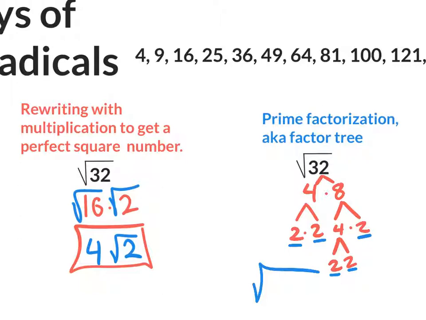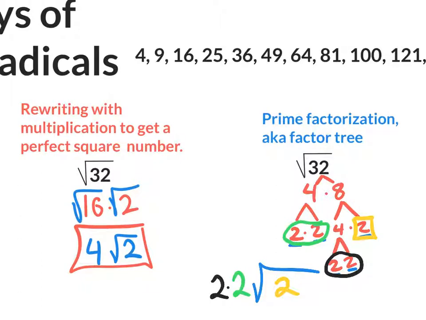Okay, so what paired up? Check this out. I have a pair of 2s. That's a 2 out there. Do I have any more pairs? Yeah, I have another pair of 2s. That's another 2 out there. And what about this 2 right here that's left over? That stays in the box.